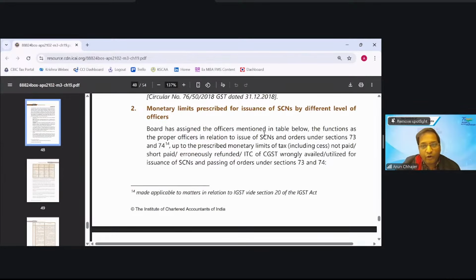Board has assigned the officer the function and order under section 73 up to the prescribed monetary limit, not paid tax, short paid, erroneously refunded, wrongly availed, utilized.